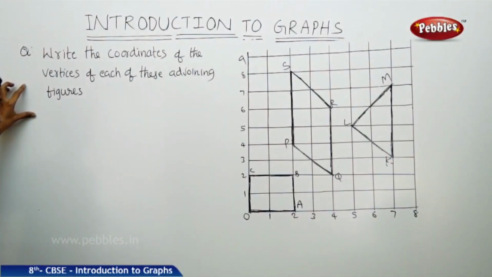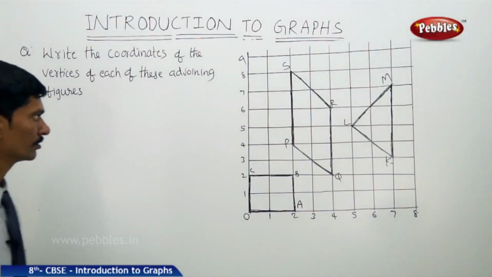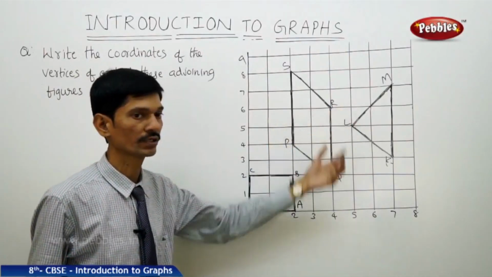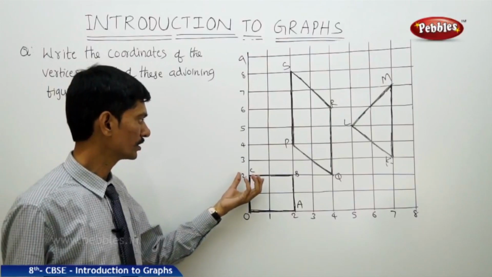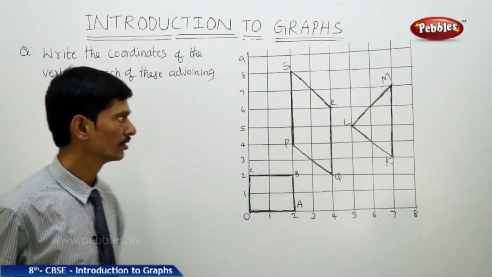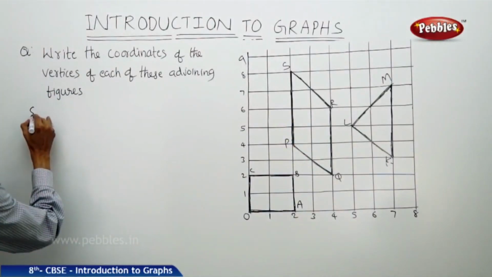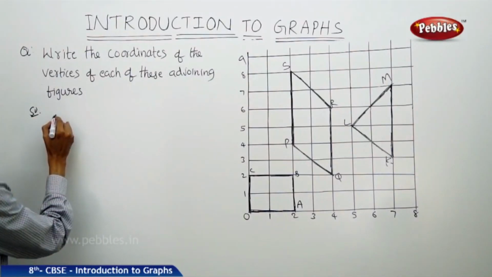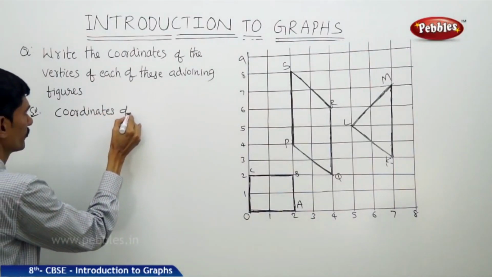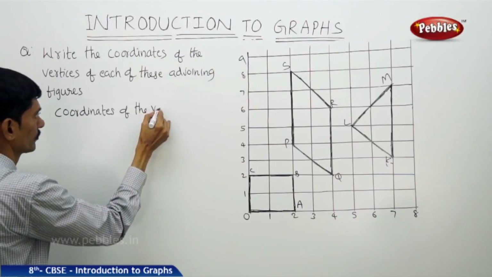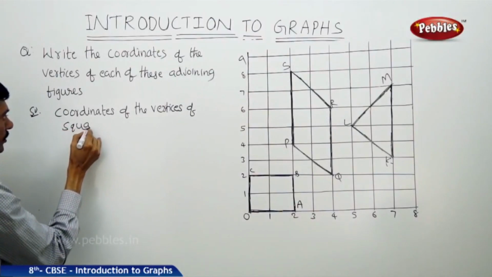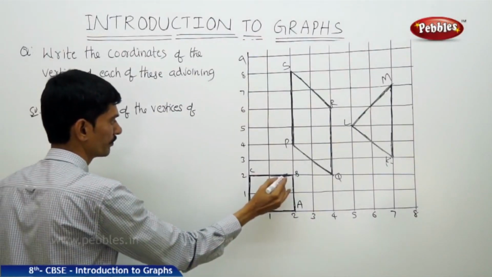Write the coordinates of the vertices of each of these adjoining figures. So in the adjoining coordinate plane, there is a square, a parallelogram and a triangle. So we have to write the coordinates of the vertices of the square, parallelogram as well as triangle. Now first we will consider the square. Coordinates of the vertices of square OABC.